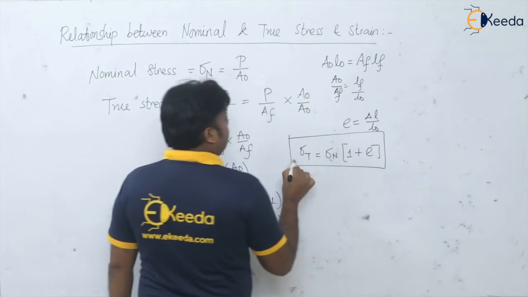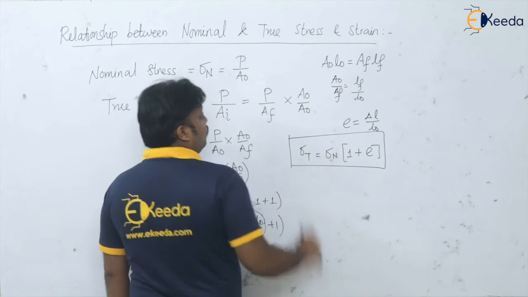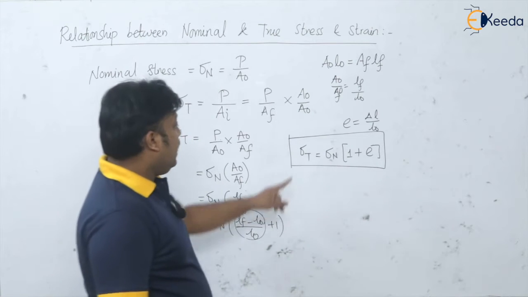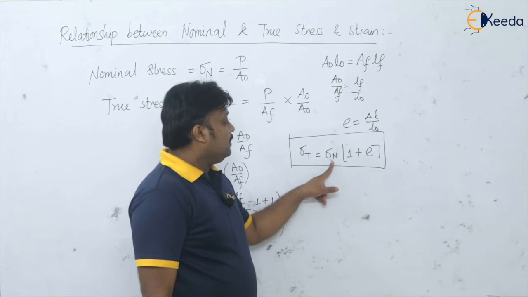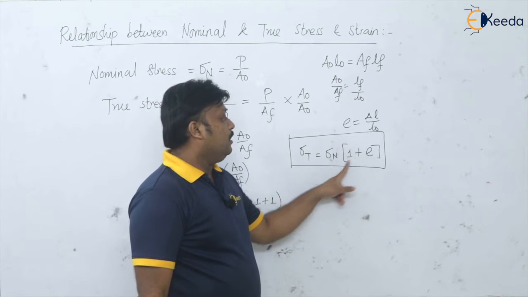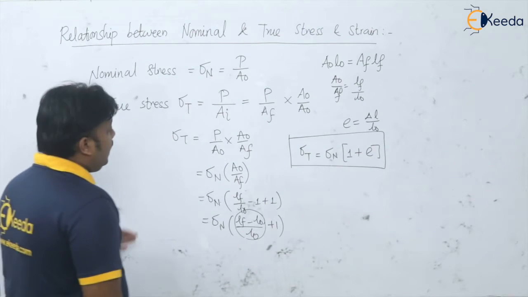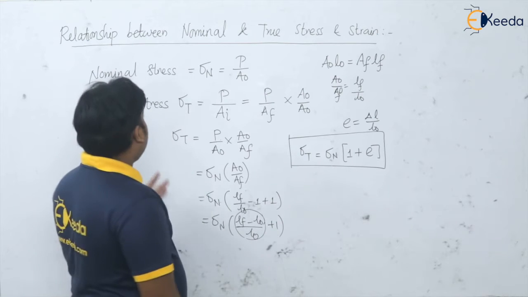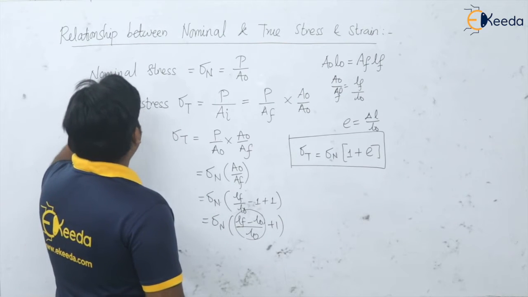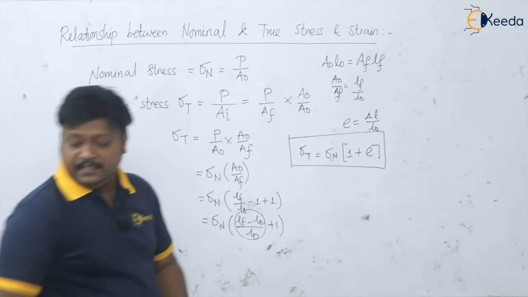So see here, we get the relation between the true stress and nominal or normal stress, as true stress is equal to the normal stress into 1 plus normal strain, isn't it? And in the same fashion we can have the relationship between the nominal strain and the true strain.